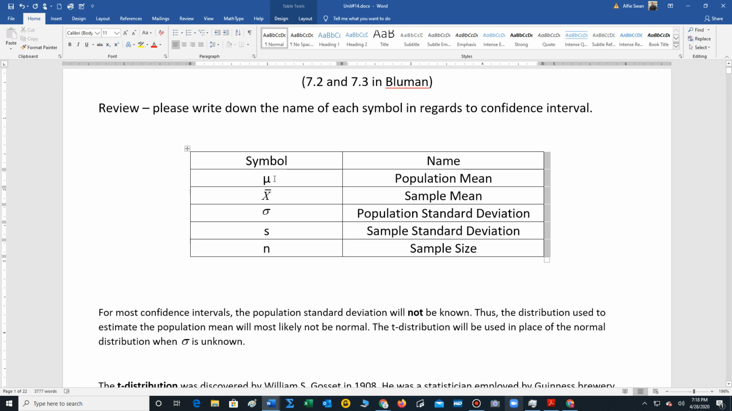First of all, the symbol mu represents the mean of the population. So it's the mean of all the objects that are under study. X bar is the sample mean, so if we take a sample from the population and compute the mean of just that sample, we have X bar. Sigma is the population standard deviation. S is the sample standard deviation. N is the sample size.